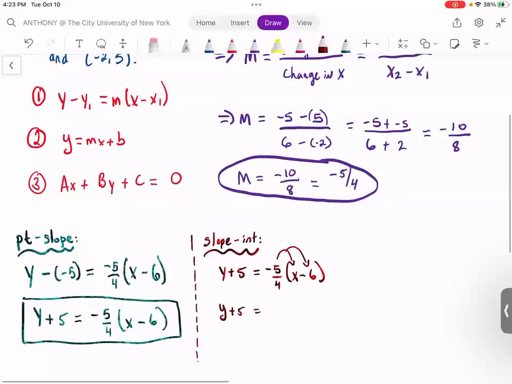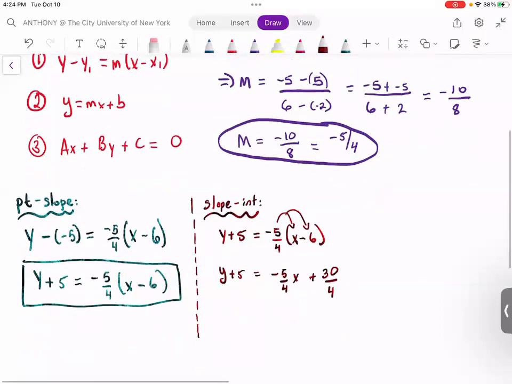Now, if I make my distribution here, you get -5/4 times the variable x, and then you do -5/4 times -6. So how do I work this out? Well, I'll ask myself, what's -5 multiplied by -6 first, right? That's going to be what value? 30. And then you say divide by 4. Okay, so you say plus 30/4. The 30/4, you can leave it alone for the moment.